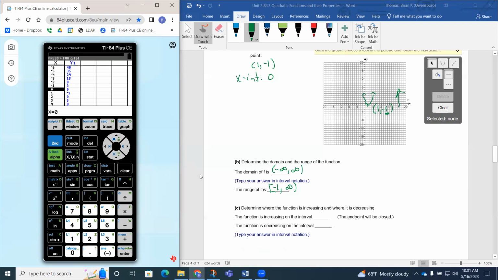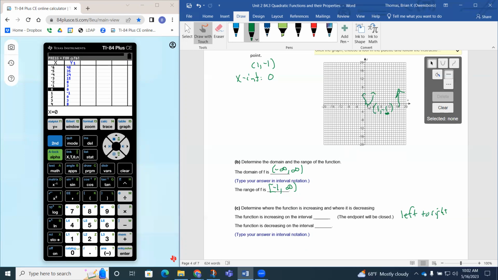So the next question is determine where the function is increasing and where it's decreasing. Notice how again, we're looking from left to right here. So we're talking about the x values. So notice that my far left is -infinity. And if you come down here to where x is 1, notice that's the turning point. It's going to turn and go back up. So it's going down until you get to the x value of 1. So that's the decreasing part.